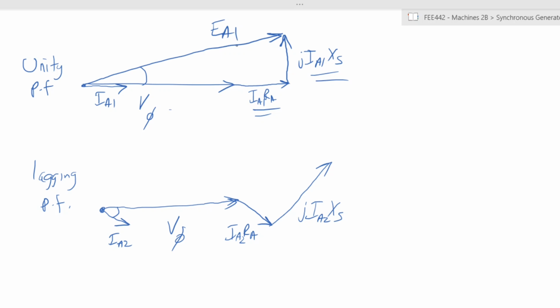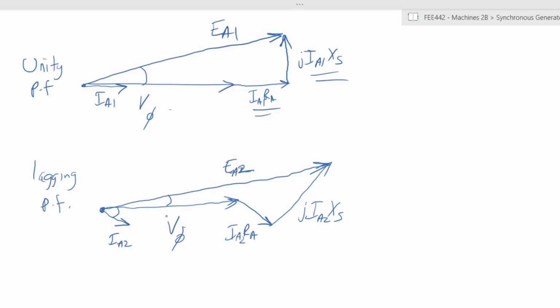This is EA1. So what you will see is a lagging power factor leads to an internal generated voltage that looks like that, right? So EA2, right? So straight away you can see when you compare the two, the magnitude of EA2 is much more, and also the angle at which it is being generated is less to compensate for the current changes that are there.